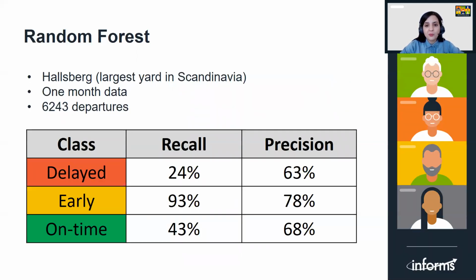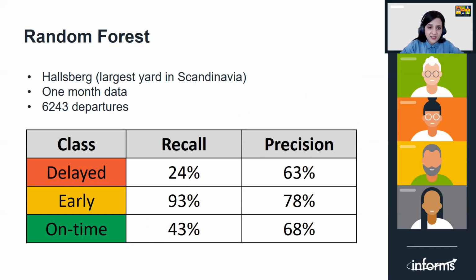We chose recall and precision. By recall parameter, we want to evaluate how good our model is in identifying positive instances. And by precision, we want to evaluate how good our model is in assigning positive instances to the positive classes. In fact, how good our model is in assigning delayed departures to the delayed class.